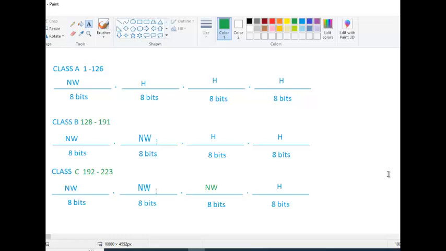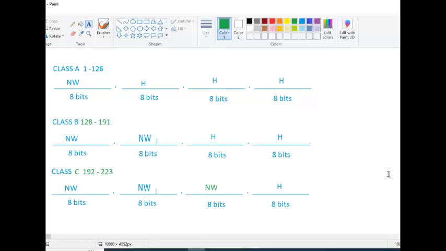So, 8 bits for network and 24 bits for the host in class A, isn't it? Class A, only 8 bits for network, 24 bits for the host.